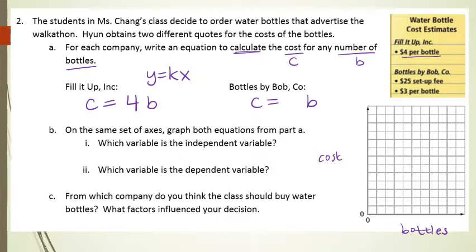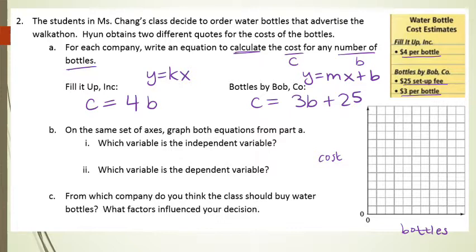So you should be able to think that that is what type of relationship? Proportional. Bottles by Bob, we have a $25 setup fee and then $3 per bottle. So in our equation, we're going to have C equals 3 times B for $3 per bottle, plus 25. Again, this fits with the format y equals mx plus b. So I have a slope or an m value. You're going to learn about that as slope very soon. I also have a b value, a starting value for the $25 setup fee.